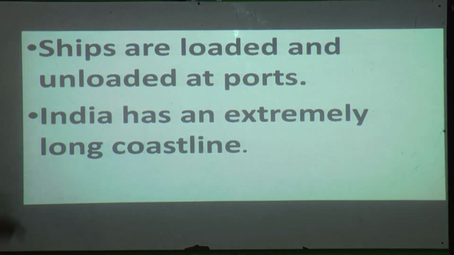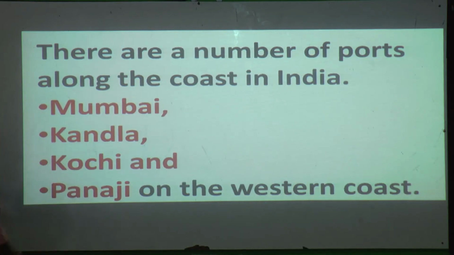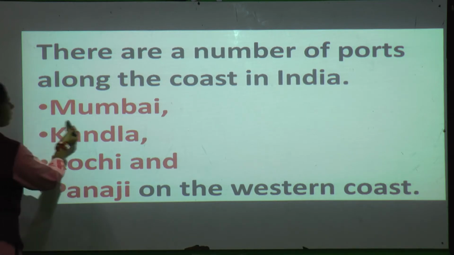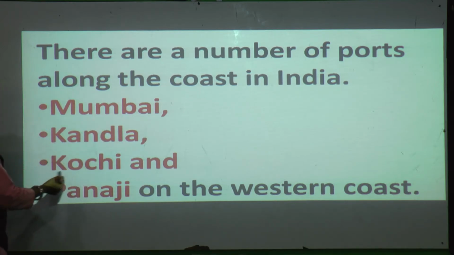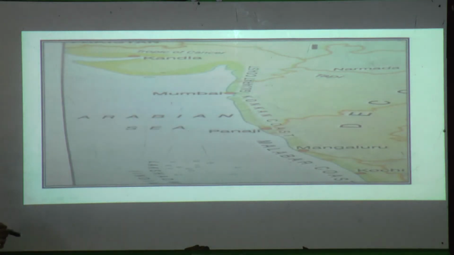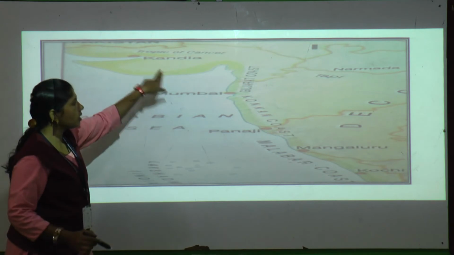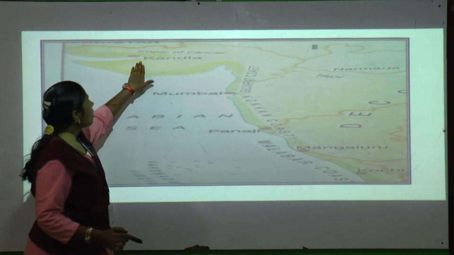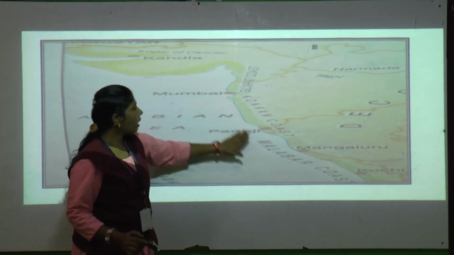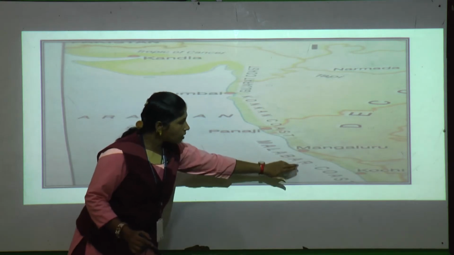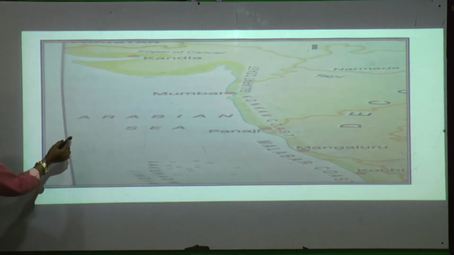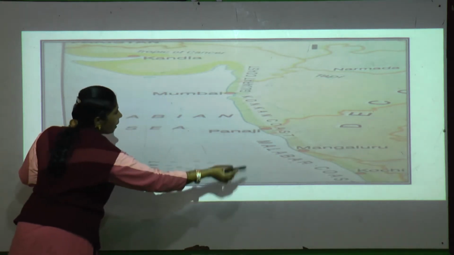Now these are all loaded and unloaded. There are a number of ports. Yes, now we have ships. How many ports are there? We have Mumbai port, Kandla port, Kochi port and Panaji also. Can you see the red dots here? Yes, this is Kandla, Mumbai, Panaji, and this is Kochi down below. And this side we have the Malabar coast.